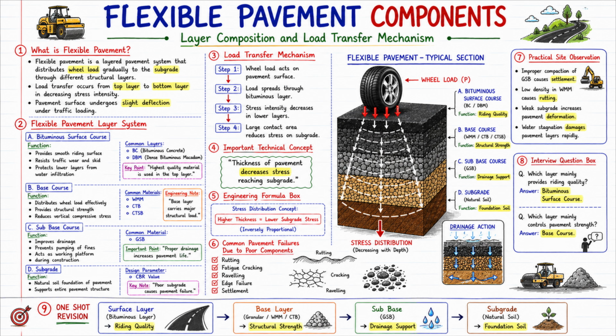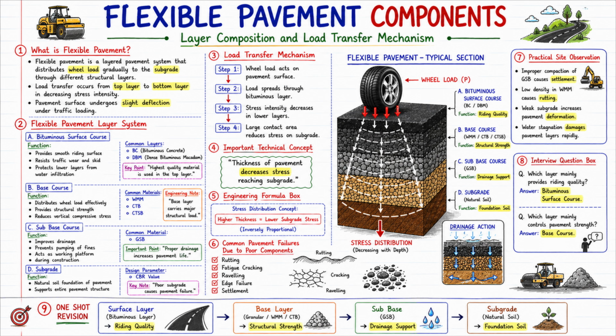Now look at the next point. Load transfer occurs from top layer to bottom layer in decreasing stress intensity. Now this is actual engineering science. Wheel load creates the most stress at the top. But as the load goes down, the stress decreases. And this is the reason why the subgrade does not receive the tire load directly.